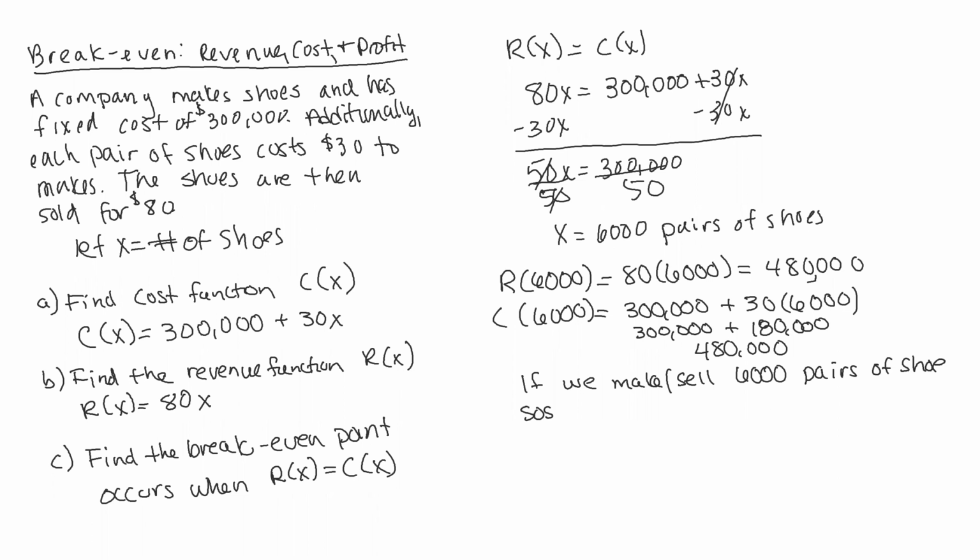Cost, that's not how you spell cost. Cost and revenue are equal at 480,000. Okay. Now we also want to talk about profit. So I'm going to do profit on the next screen because I'm just out of space here.